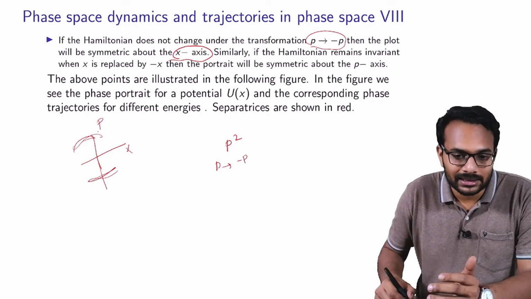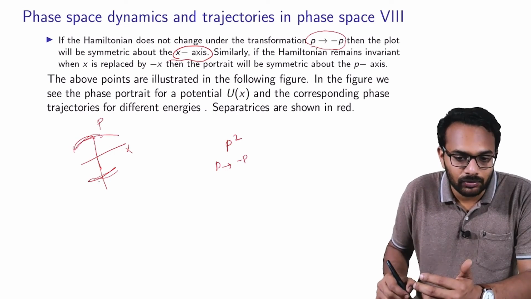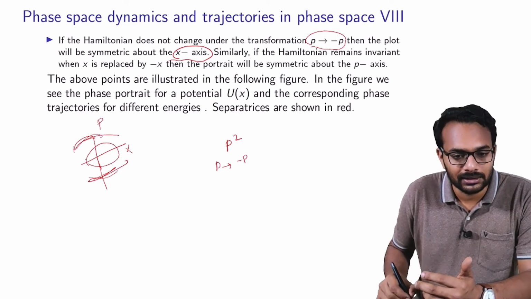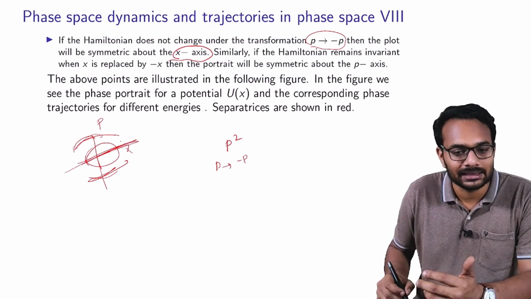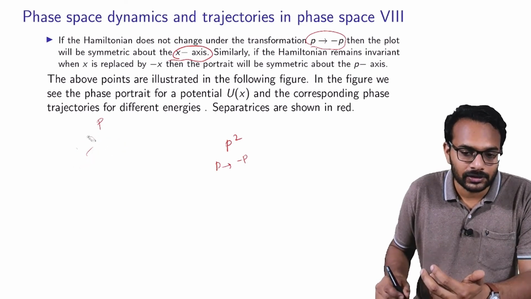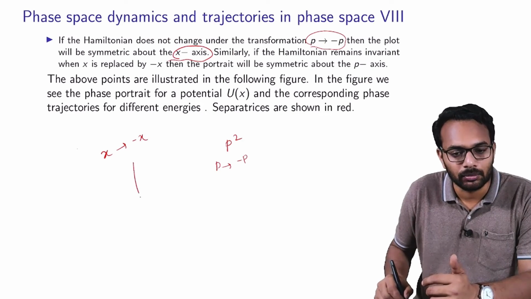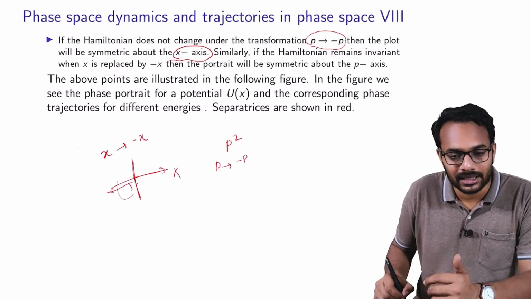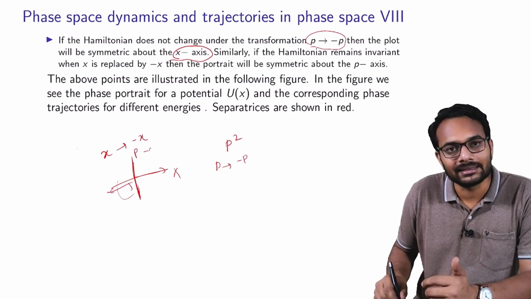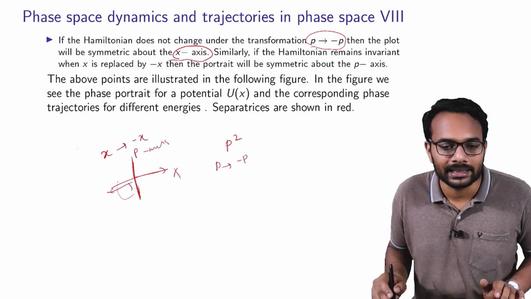So if the Hamiltonian does not change when you go from p to minus p, the shape of the curve will be symmetric. For example, this thing is entirely symmetric about this x-axis. It's also the same for x. If the Hamiltonian is invariant under the transformation x going to minus x, where this is positive x and this is minus x, the curve will have exactly the same shape about the p-axis, or rather it will be symmetric about the p-axis.